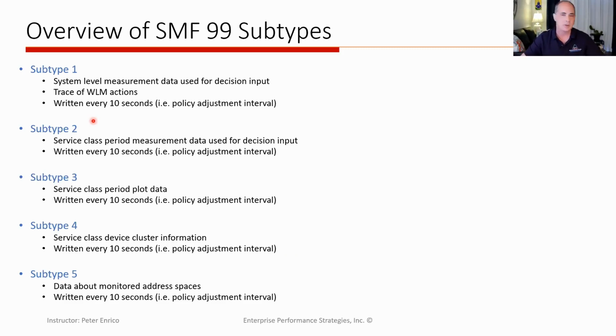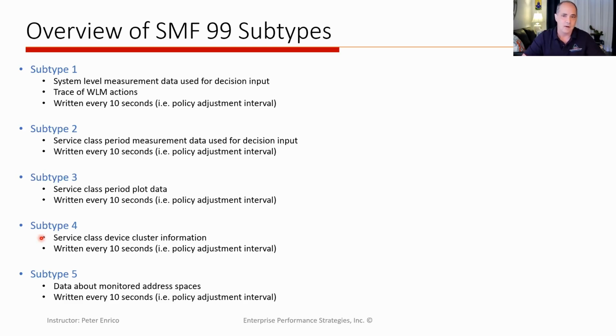And to do that, WLM needs to do projections. And to make projections, WLM has what we call plots. And the plots, if you put them on a graph paper, you actually see a plot, and then you can make a projection based on what the graph is telling you. That's what the subtype 3 is all about. Subtype 4 is less interesting these days. And this is going to give us the device cluster information for our logical volumes.